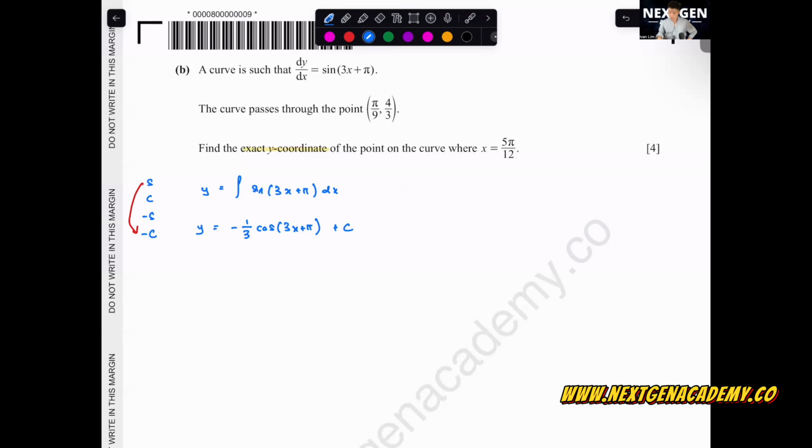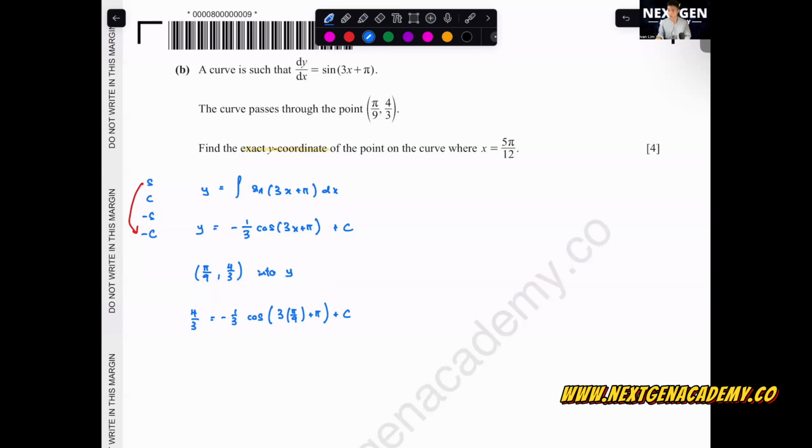Now we're going to substitute the x and y to find the C value. Okay, so here pi over 9 and 4 over 3 into y. 4 over 3 equals negative 1 over 3 cos(3 times pi over 9 plus pi) plus C.